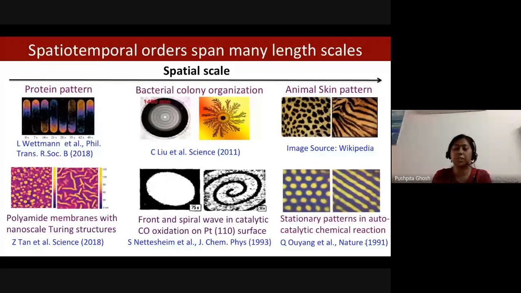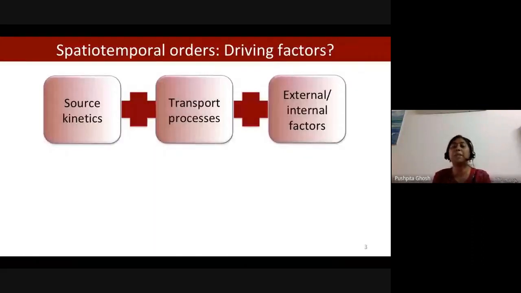So to address these questions, we need to know what the driving factors are. Without going into any mathematical details right now, when I think about a process where something is happening, there would be some kind of kinetics going on, whether some process is forming or changing. So the source kinetics is really important, as well as the dispersal of the components or species involved. And apart from that, there could be some external and internal factors. If we combine all this, there could be the formation of spatiotemporal orders in certain conditions.